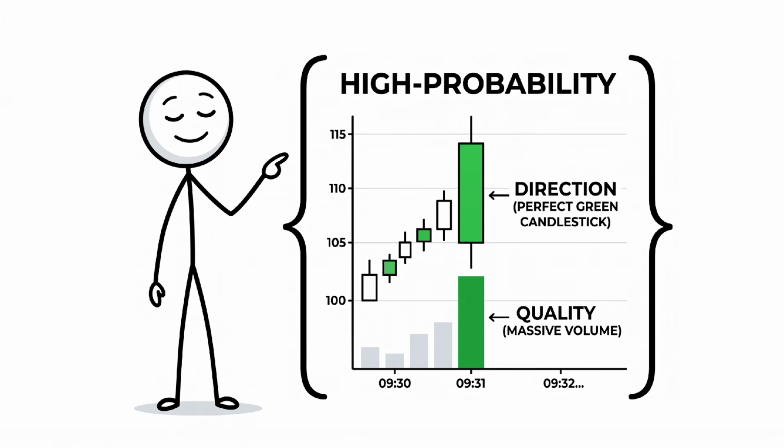Remember, price tells you the direction. Volume tells you the quality of that direction. And when both tell the same story, that's where the highest probability buy and sell zones begin to appear.